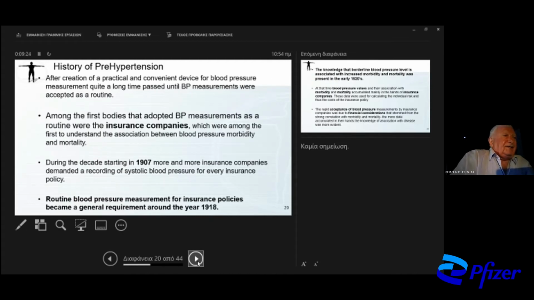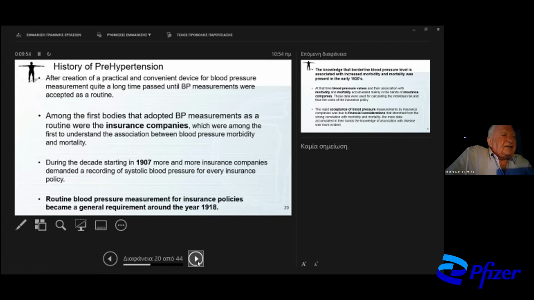Now, so we have a machine that can measure. It can be even portable, but what do we do with that? Nobody knew what the meaning of the numbers is. And it is very interesting that among the first bodies that adopted blood pressure measurements as a routine were the insurance companies, which are among the first to understand the association between blood pressure, morbidity, and mortality.